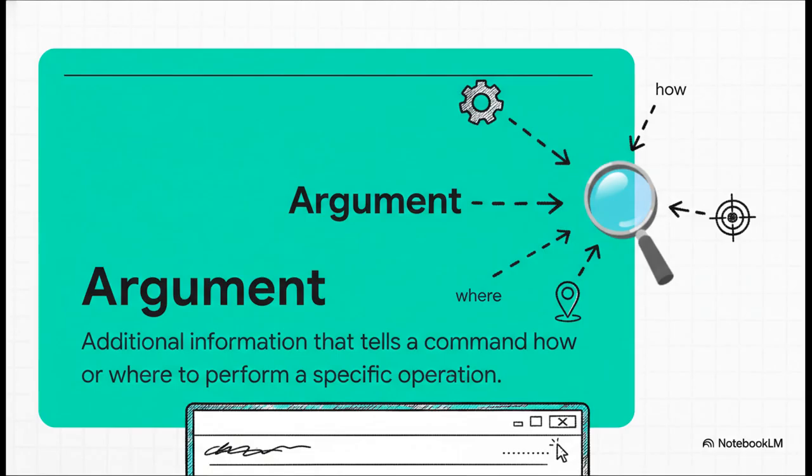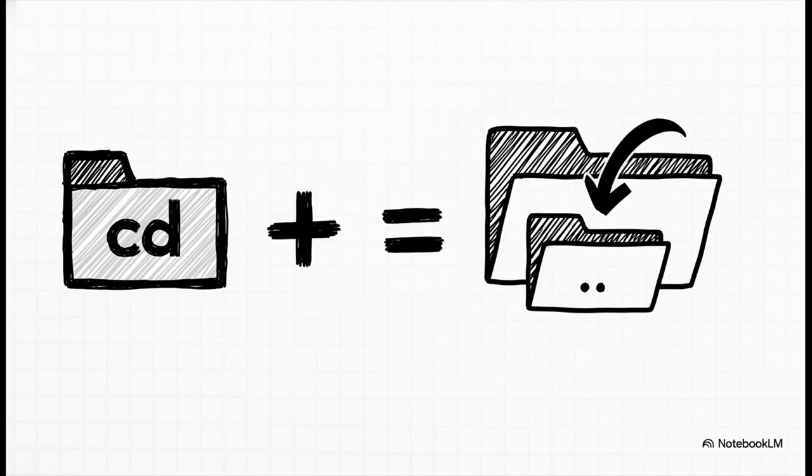Commands don't usually work all by themselves. They often need a little bit more information to get the job done. And that's where something called an argument comes in. An argument is just that extra piece of info that tells a command how or where to do its thing. It adds precision to your instructions. Let me show you what I mean. Let's look at a real-world example.